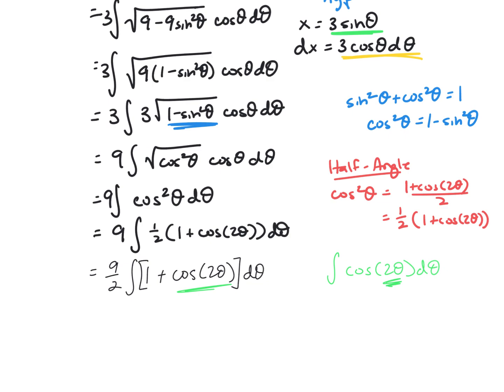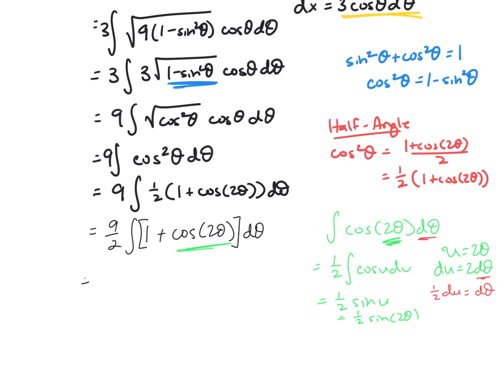So this is an inside function, and its derivative is just a constant. And so I can do u sub here using u as 2 theta, and therefore du is 2 d theta. I only see a d theta, and so 1/2 du is d theta. So I can rewrite this as 1/2 the integral of cosine of u du, and that gives me 1/2 sine of u, or 1/2 sine of 2 theta.